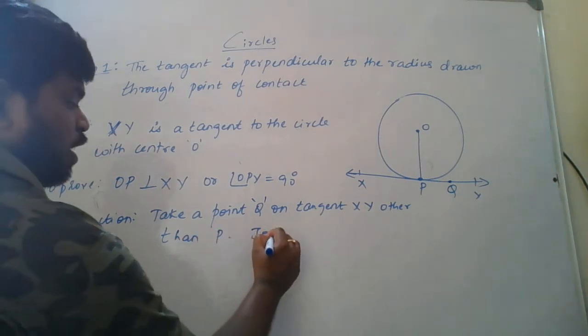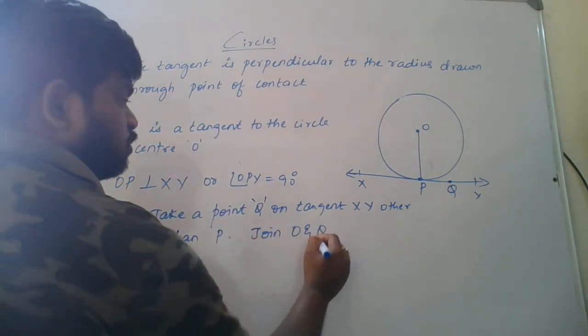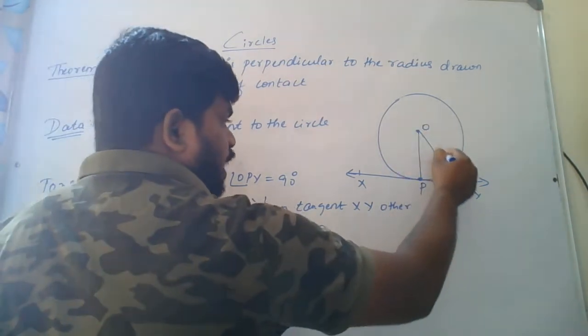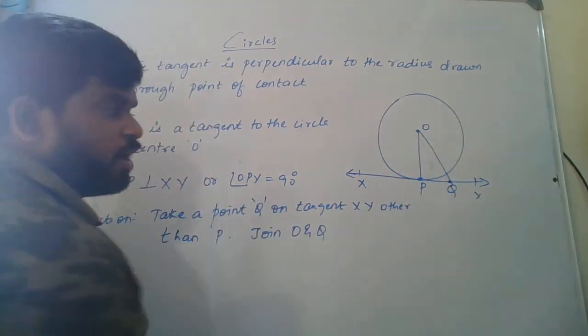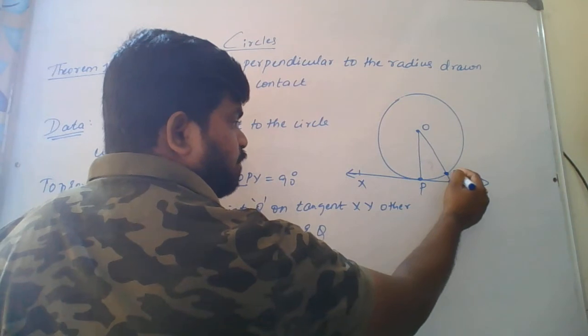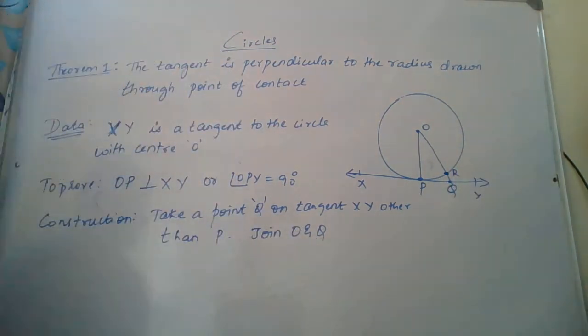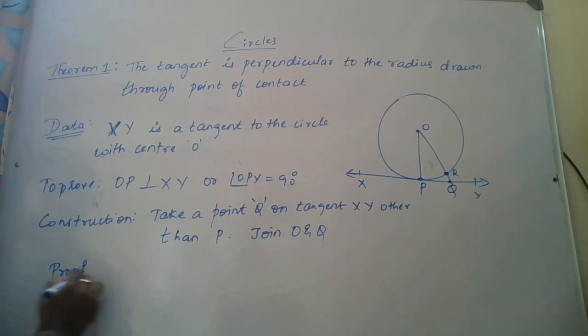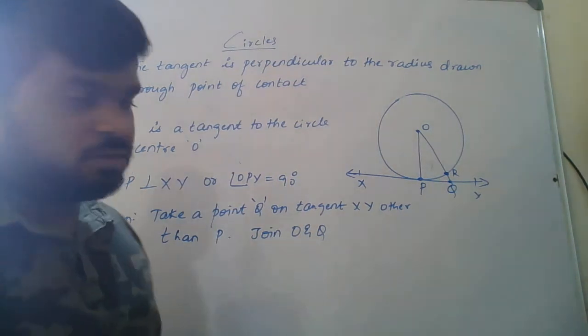Okay, join O and Q. While joining, it is meeting the circumference somewhere. So let me take it as R. Okay. Now coming to the proof. The proof is very simple. Just observe the figure.